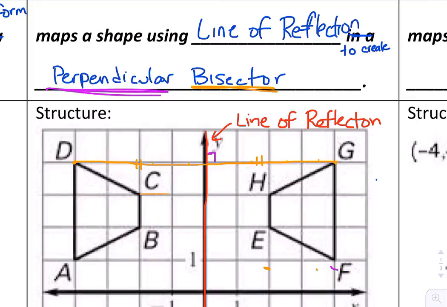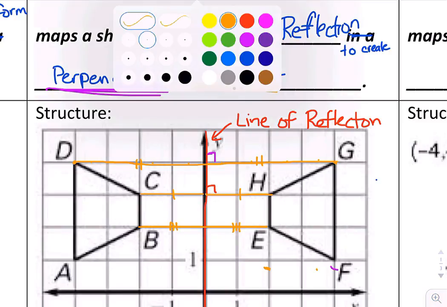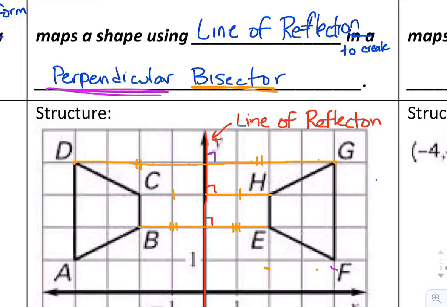Check out C to H. So C has 2 units into the line, 2 units out to H. They're the same length, but also at the same time, they intersect in a perpendicular manner. B to E, same thing. B to the line is 2. Over there is 2. And so 1, 2, 3, 1, 2, 3. That's going to be my bisecting part. That's going to be my perpendicular part. A all the way to F. Again, same amount of units, 4 units again, and then it looks like it's going to be another perpendicular.